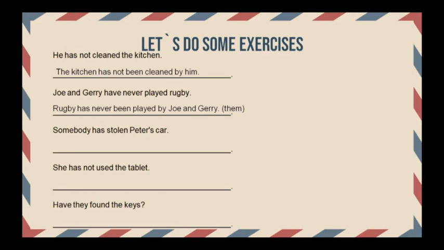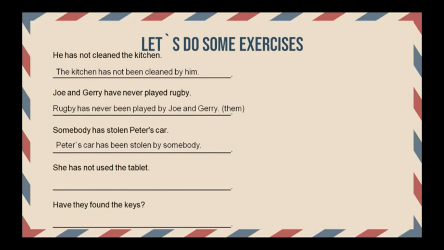Then, somebody has stolen Peter's car. Okay, so somebody is a subject, has stolen is a verb, Peter's car is an object. Then Peter's car has to be the subject in a passive sentence. Then Peter's car has been stolen by somebody. Next one. She has not used the tablet.